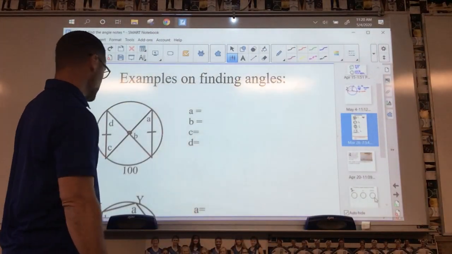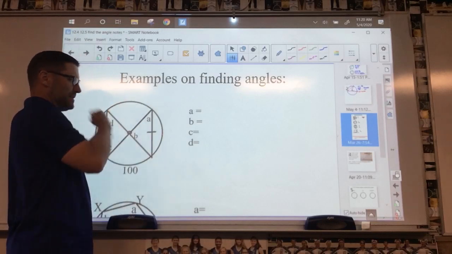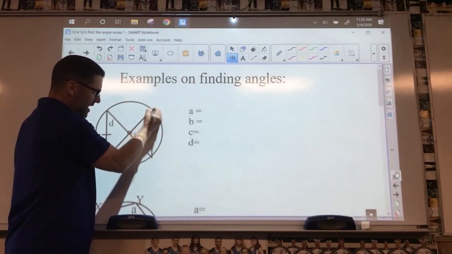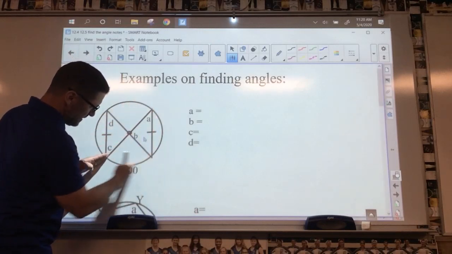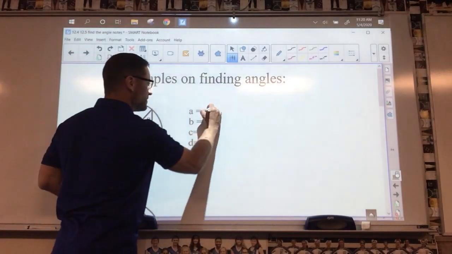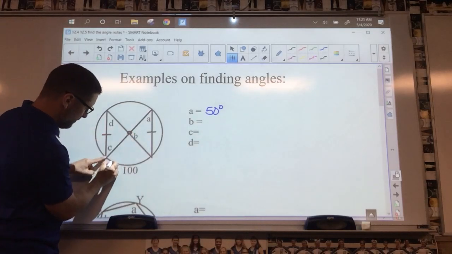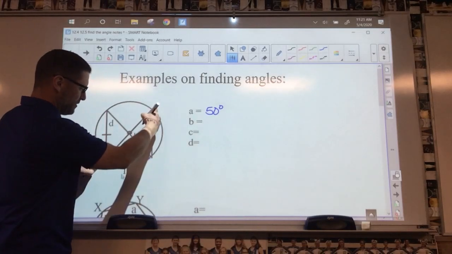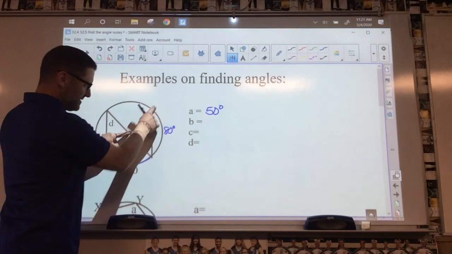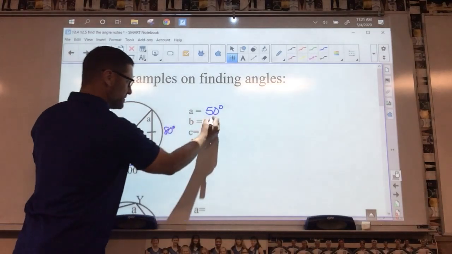So this is find the angle. I have some angles in here, some congruent chords, and a couple of diameters. Let's go. First of all, angle A. Well, angle A is inscribed. An inscribed angle is half the arc, so that's 50 degrees. Angle B. Well, if that's 100 and I have a diameter, it means I have 80 degrees left over there. Angle B is a central angle, so B is equal to that. So that's 80 degrees.